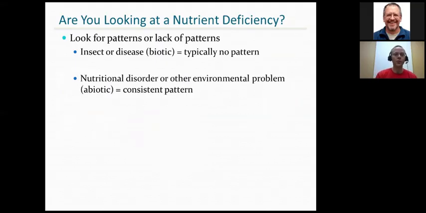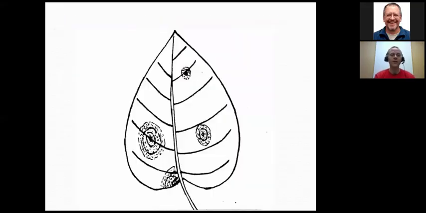Now, a nutrient disorder or an environmental problem, or what we call abiotic problems, usually has a consistent pattern throughout the greenhouse. And if you think about it, your nutrients are usually delivered by a fertilizer, and everything in the greenhouse is treated similarly. So if it's going to have a nutrient problem, it's going to be affecting everything and will have a consistent pattern through the greenhouse.